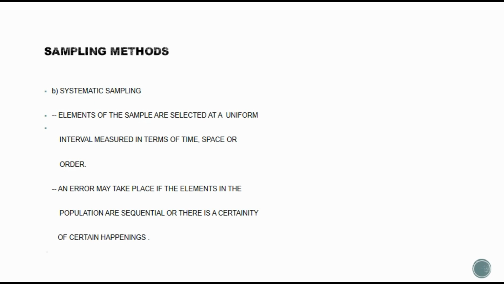Now, systematic sampling: the elements of the sample are selected at a uniform interval measured in terms of time, space, or order. An error may take place if the elements in the population are sequential or there is certainty of happening.